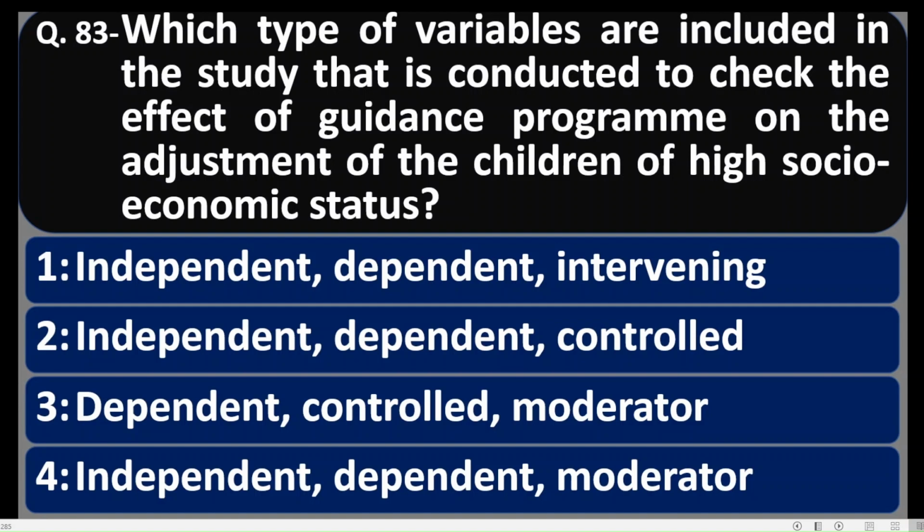See here, the impact of guidance program is to be seen. So it is the independent variable, the treatment variable, guidance program. And the adjustment is the dependent variable. So independent and dependent variables are there. And children of only high socioeconomic status are selected, so the impact of socioeconomic status is controlled. So this is a control variable. In this way, we can say option number 2 is correct. In this problem, independent, dependent, and controlled variables are there.